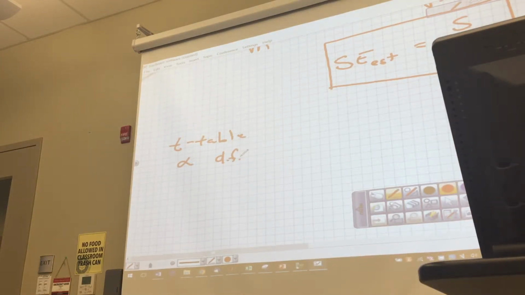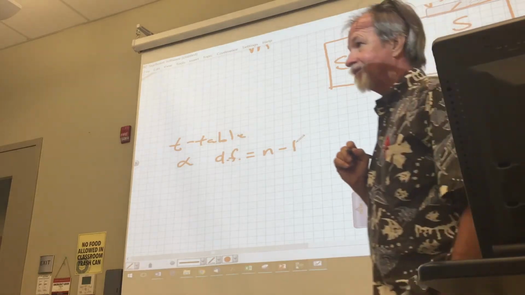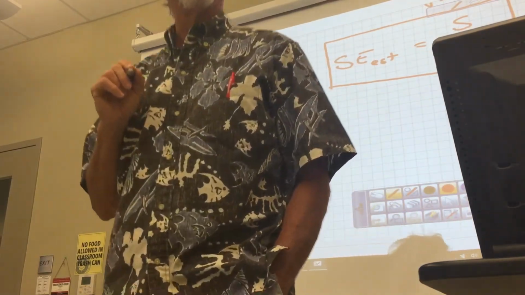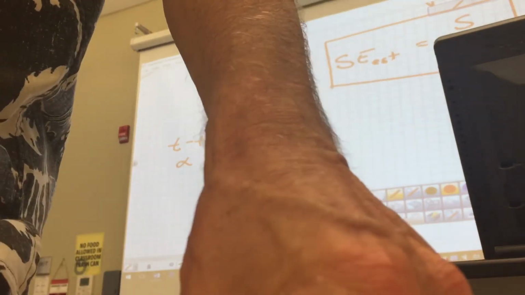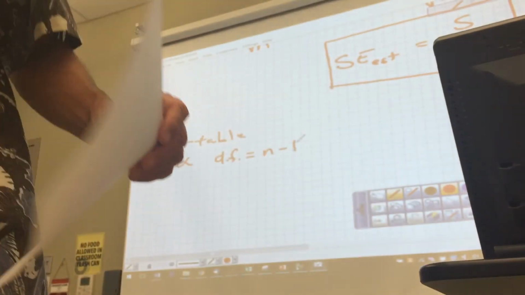Now, alpha we already know about. Alpha is the complement to our confidence level. And then there's DF for degrees of freedom. The degrees of freedom is simply n minus 1. Easy. That's one less than the n. That's from the variance, like the denominator in the variance. Similar.